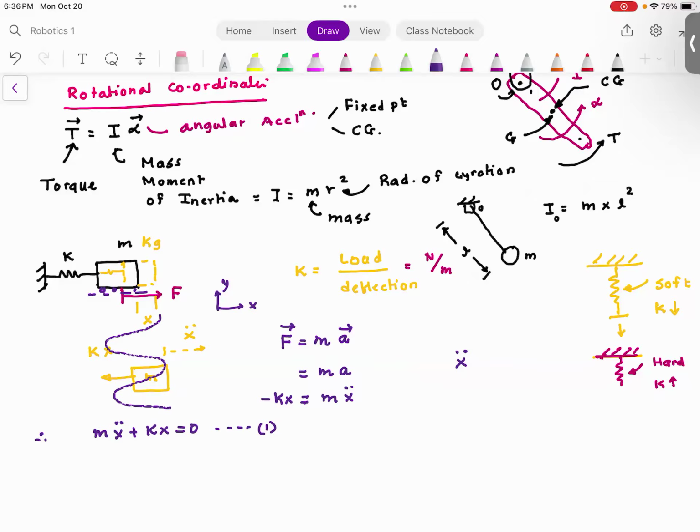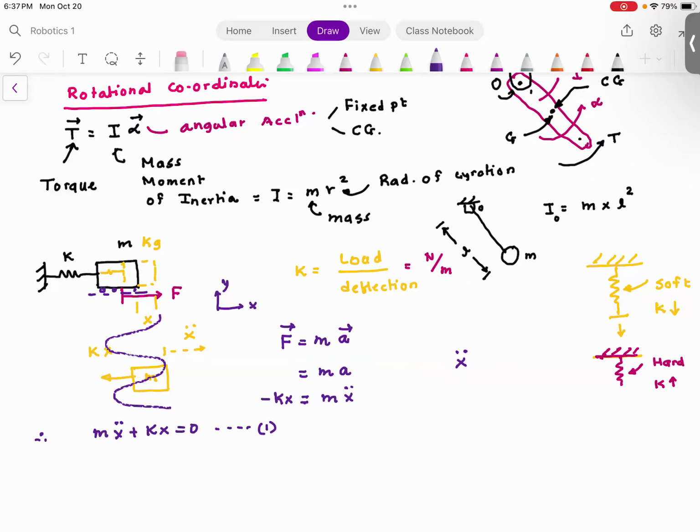Now, extremely important, force is equal to mass times acceleration. Once I substitute the value of force and the value of acceleration, it involves a second derivative, which means this is a differential equation. Why is it a differential equation? Because it includes the derivative.